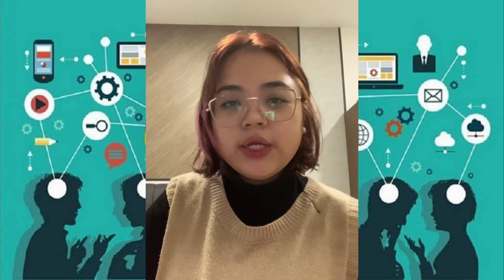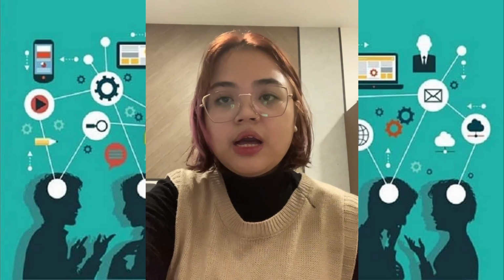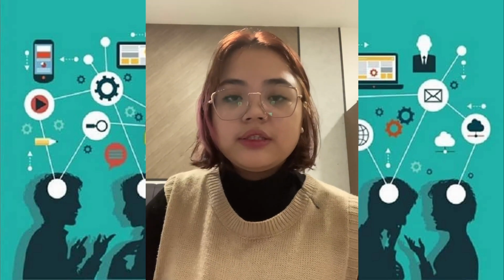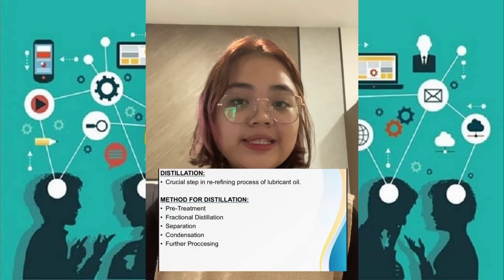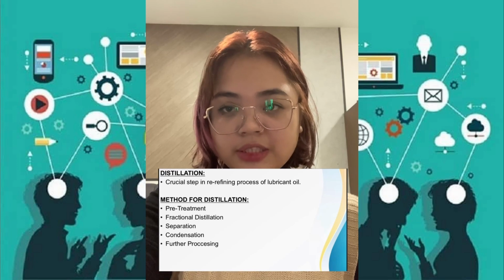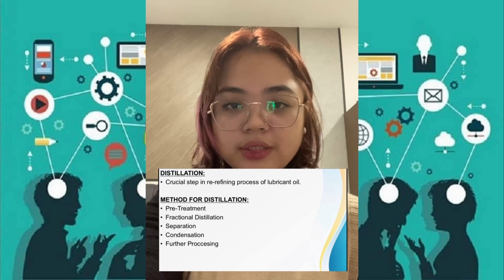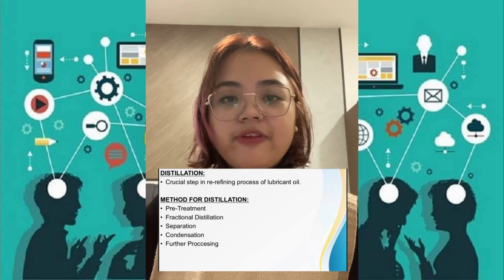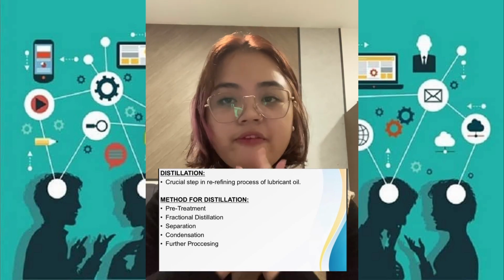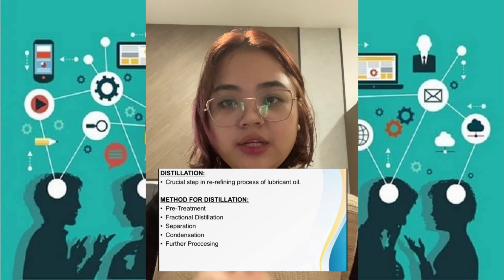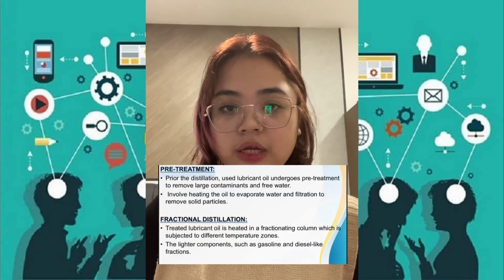There is one treatment that can control this hazard, which is in physical and chemical technology, which is distillation. Distillation is a critical step in the refining process of lubricant oil. There are 5 methods for this distillation, which are pre-treatment, fractional distillation, separation, condensation, and further processing. First of all is pre-treatment.